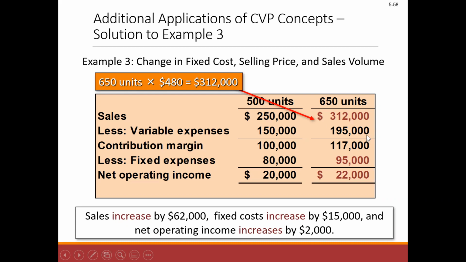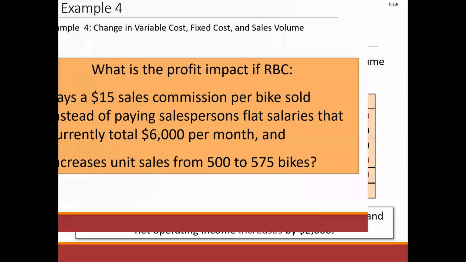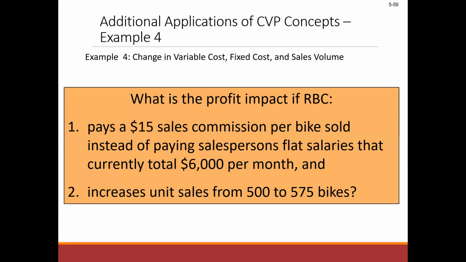The variable expenses are going to be the same per unit. But look how our contribution margin increased, because we think we're going to sell more because we're lowering the price. We ultimately make more money, don't we? You see, these are the questions that this kind of managerial accounting gives managers the ability to make.